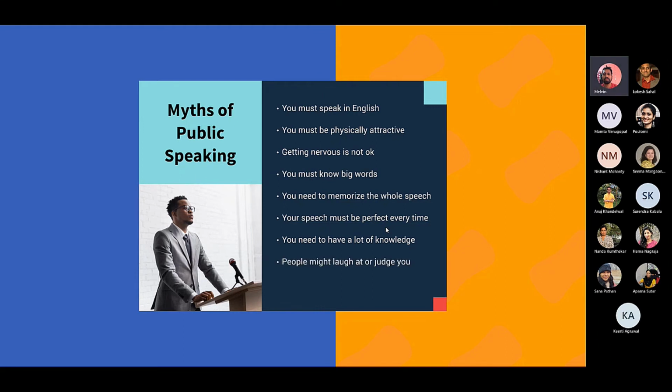After which, people might laugh or judge you. I suppose this is what the majority of people fear, right? People might judge or laugh at you. Maybe the reality is maybe they will, maybe they won't. Even if they do, what are you going to do about it? What you can do is laugh with them, then give it a pause and continue with the speech.